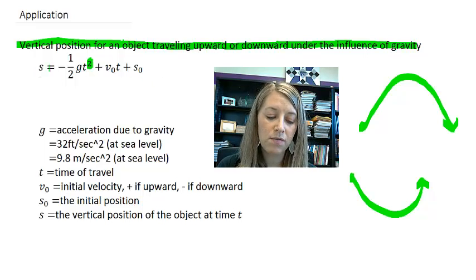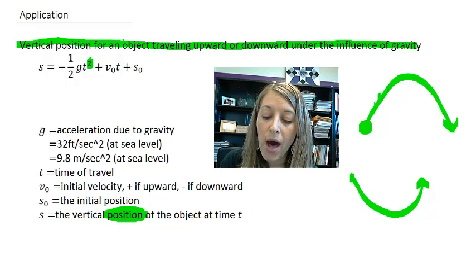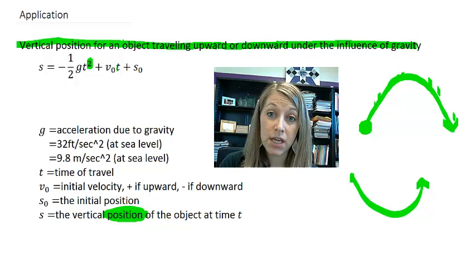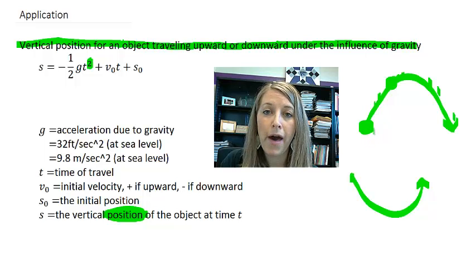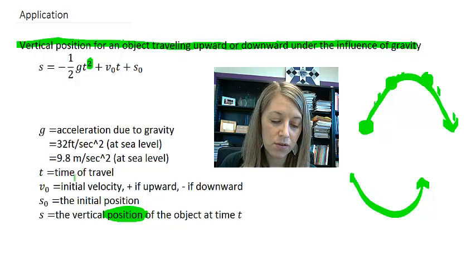Well, what's the rest of these values mean? S is just the position. How high is whatever we're referencing? If we're talking about the ball, how high is the ball up in the air? T stands for time, so this might be the ball after 0 seconds. This is the height of the ball after 1 second. This might be the height of the ball after 3 seconds, and so on and so forth. So T stands for time.